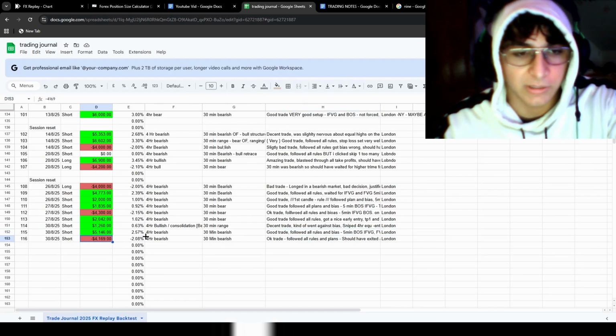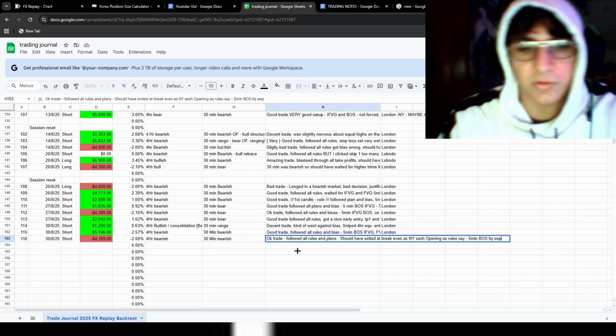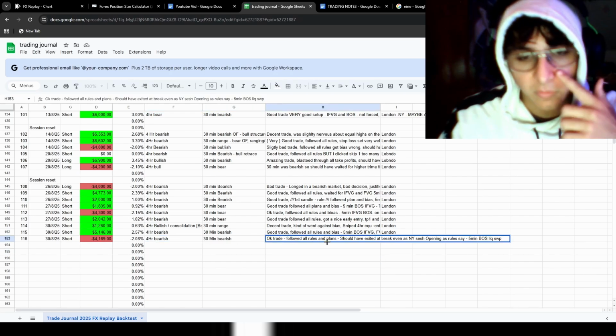And our third trade was a loss. 4-hour bearish, 30-minute bearish. We shorted. All 3 were shorts. I said it was an okay trade. We followed all rules and plans.